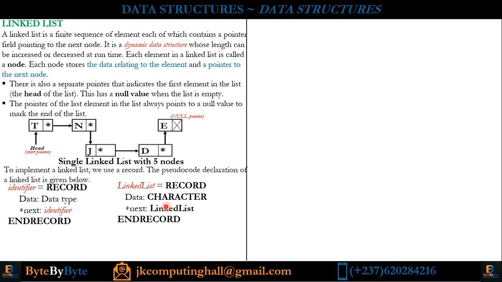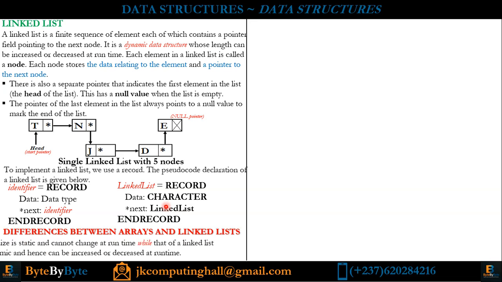Very important, dear students. Now, let us look at the differences between an array and a linked list. This is a vital difference that you need to know when it comes to data structures. The first point, array size is static and cannot change at runtime, while that of a linked list is dynamic and hence can be increased or decreased at runtime. That is the first and the primary difference between an array and a linked list, because it is just like the difference between a static and a dynamic data structure.